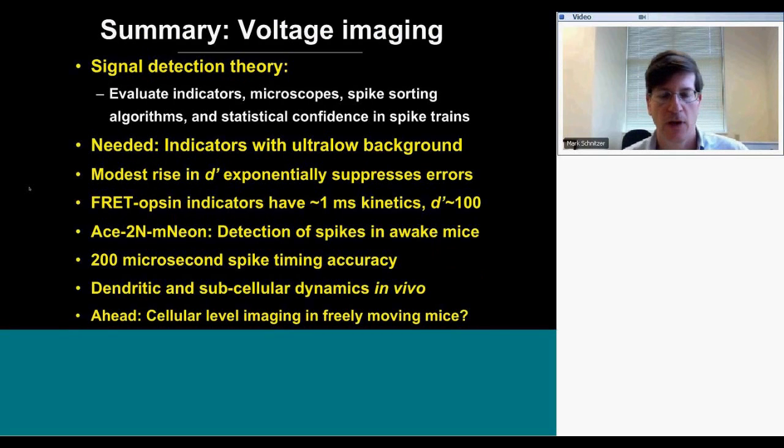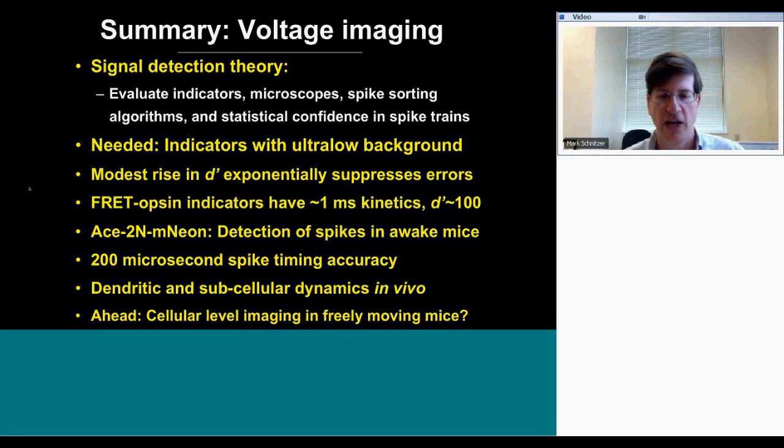So to sum up, I discussed how we're using signal detection theory to guide our development of new indicators and the importance of trying to find indicators with a low background. Our modest improvements in the optical domain can lead to exponential improvements in spike detection error rates. We've been exploring the Fred Hobson indicators with their millisecond scale kinetics, D prime values over 100 in vitro. The ACE2N-amnion indicator now allows detection of single action potentials in awake mice. Timing accuracy is about 200 microseconds.